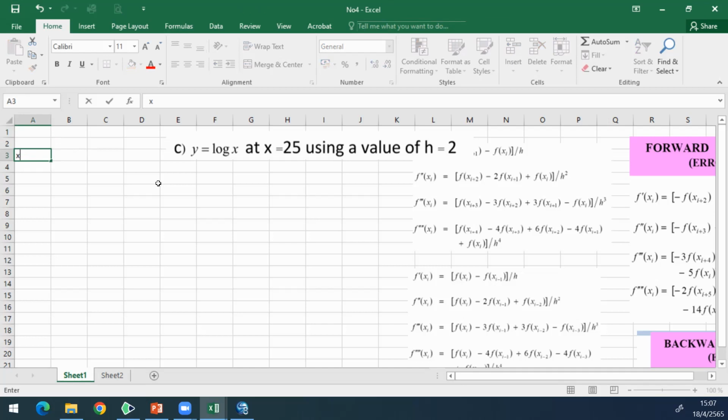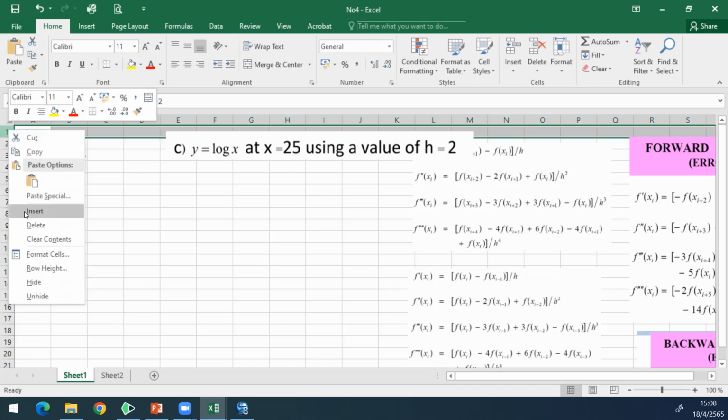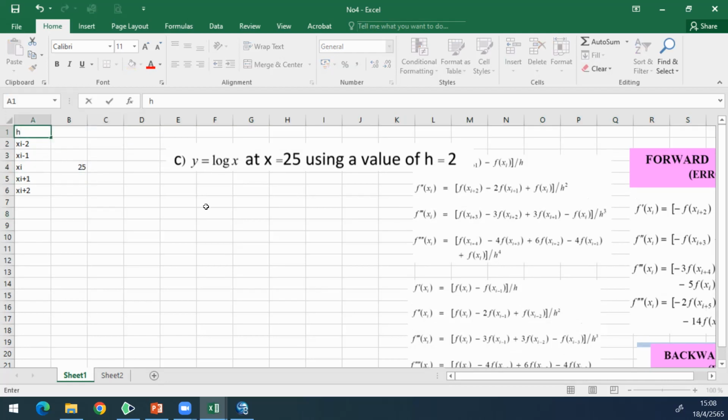x_i is maybe over here, right? Then x_i minus 1, x_i minus 2, and this is x_i plus 1, and it should be x_i plus 2. x_i becomes 25. I would just like to change h, h becomes 2, right? So then x_i plus 1 is equal to what? It's equal to this plus h, and it should be this plus 2h.